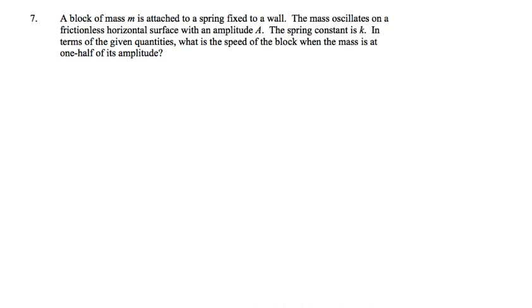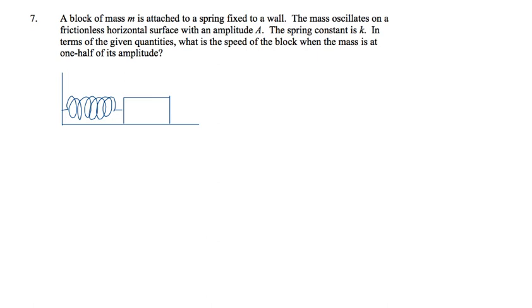The mass oscillates on a frictionless horizontal surface with an amplitude A. So I guess if I make the picture, we're going to have a spring like this, and then the mass is going to oscillate like this. So it's going to go back and forth, back and forth, about some equilibrium position. That's what it's going to do.